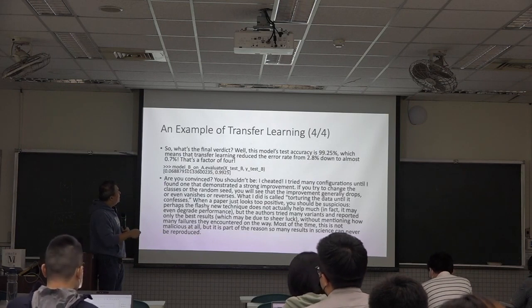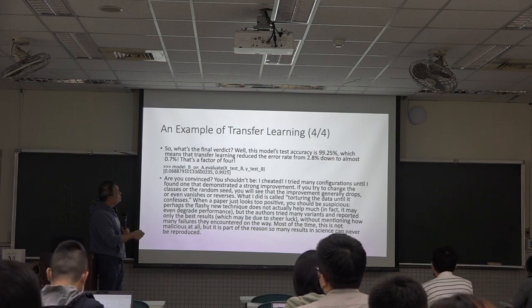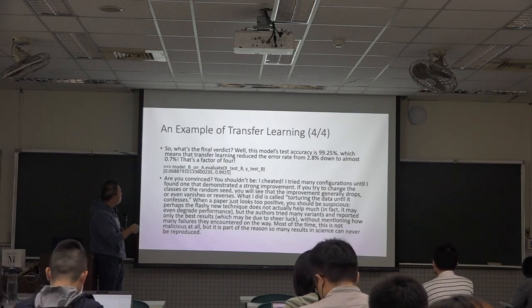So at the end, this model's test accuracy is 99.25%, which means that transfer learning reduces the error rate from 2.8% to 0.7%. That's a factor of 4, which is very nice.